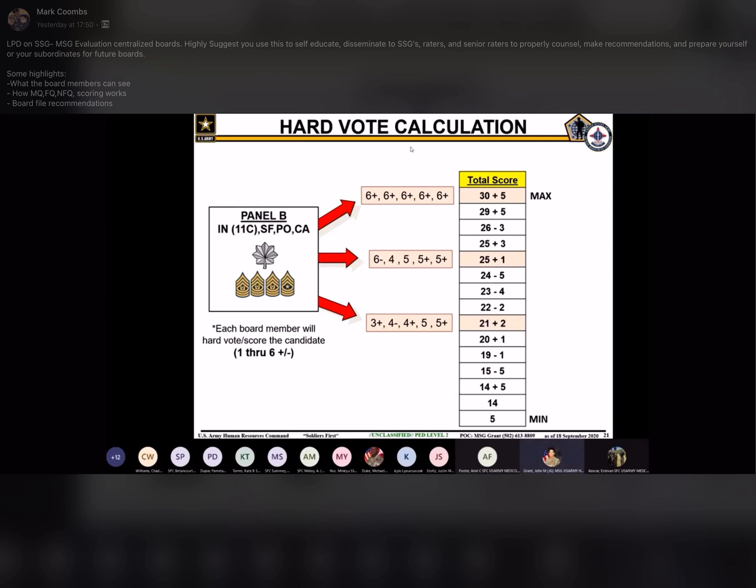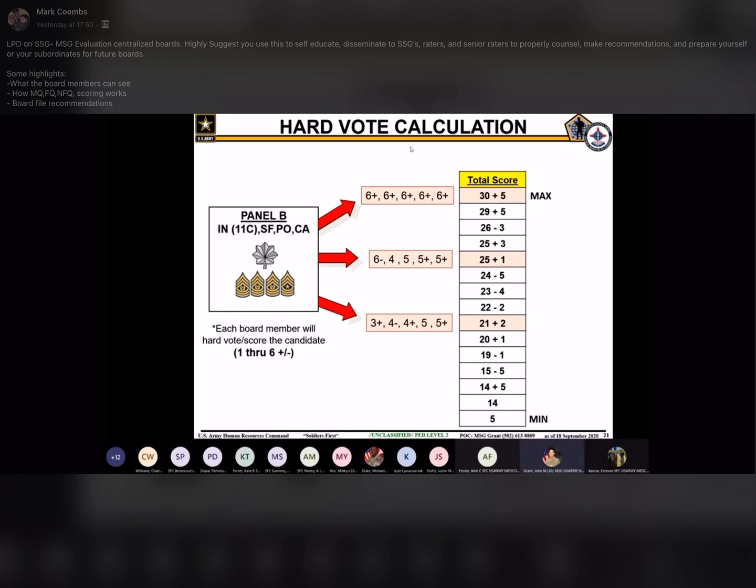Now the whole number will always take precedence over where someone falls on the OML. So a 30 plus 5 will always be higher than a 29 plus 5, because it's 30. If you look down here in the second one, you have a 6 minus, a 4, a 5, a 5 plus, and a 5 plus. We just do the whole numbers first. So we add up the 6, 4, 5, 5, 5, we get 25. To get that plus 1, we got that from the 2 pluses and the minus. You see we have 2 pluses. That minus is going to cancel one of those out, so that's going to give us 1 plus. So their score is going to be a 25 plus 1.